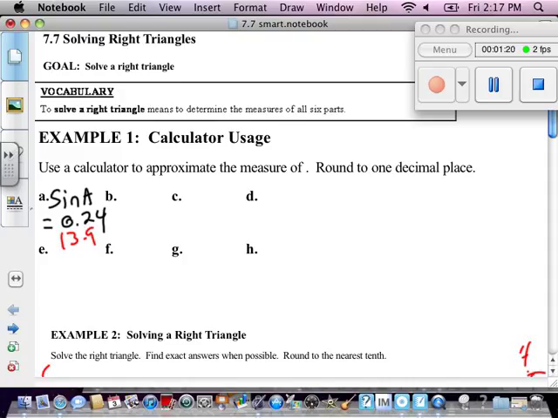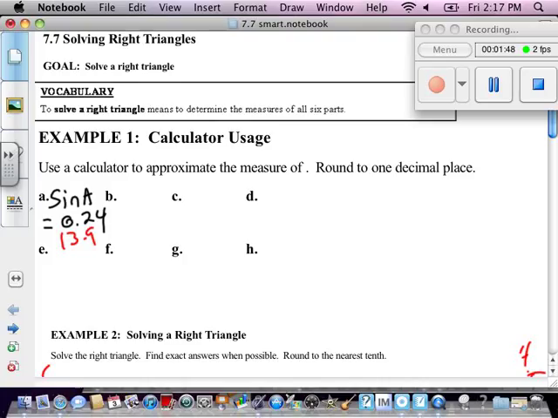Okay? Should we try another one? What I did is I took out my calculator. Now I have a TI-30. Some of you might have different things, so you might have to do it in a different order. But I pushed second sine, and then I pushed 0.24, and just hit equals. And I rounded to one decimal place. Okay?